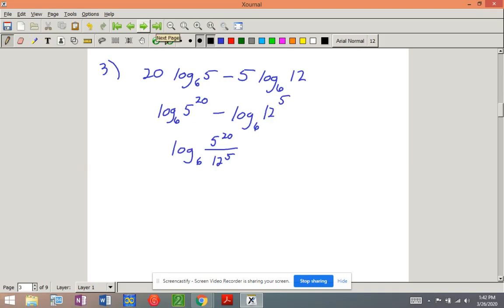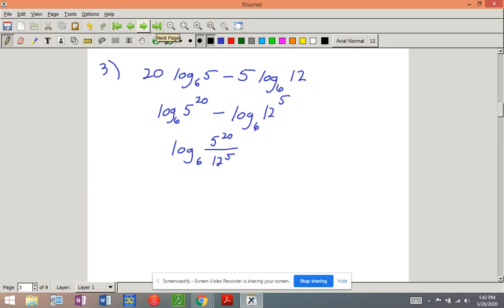Next two problems are to condense the log expression into a single log. So we have to end up with just a single log from the two log terms that you see there. And so we're going to use two of the properties of logs that we learned about. The first one is, notice that each of those terms has a multiplier of 20 in the first term and 5 in the second. So those multipliers will become exponents on 5 and 12, like you see in the second step there. And that's the log of a power property backwards.